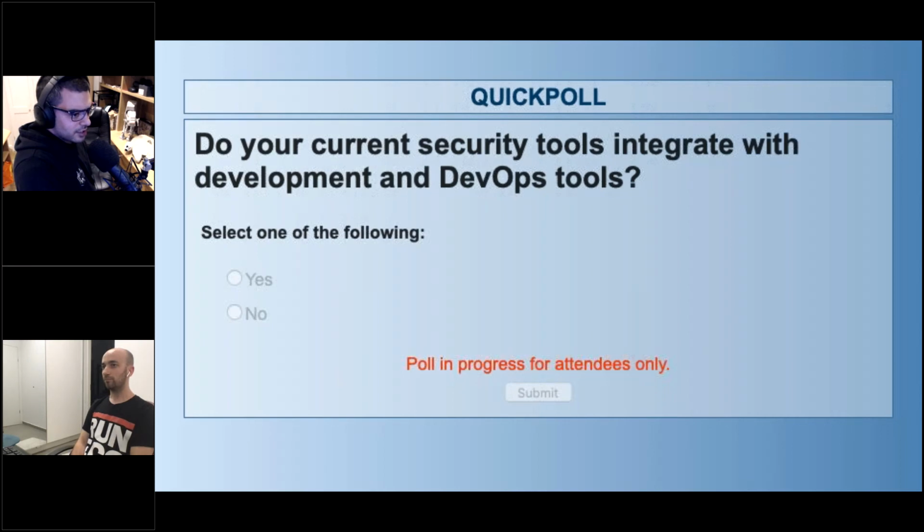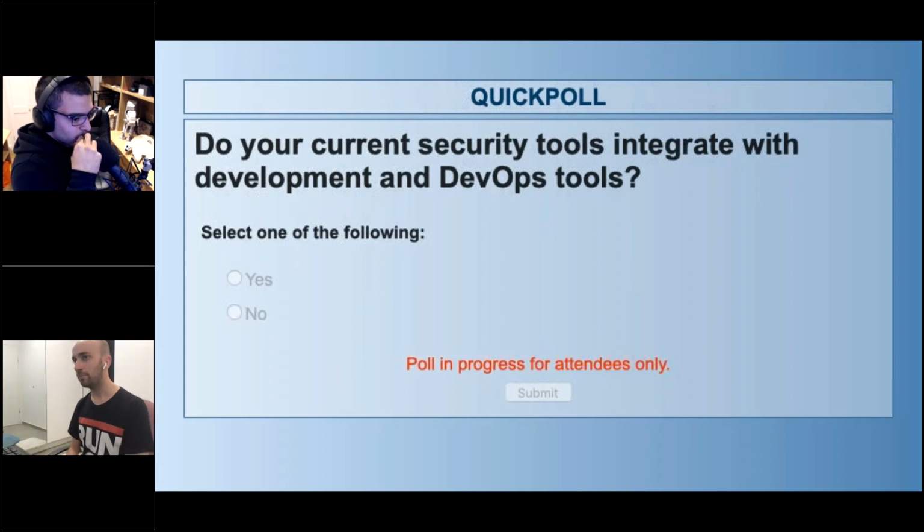So this is a question out to the audience then. Do your current security tools integrate with your development and DevOps tools? You mentioned this is important to you, Avishay. Why do you feel that is, for developers in general? Is it more of a distraction thing? What do you think is the reason why people care about the integrations in CI/CD?